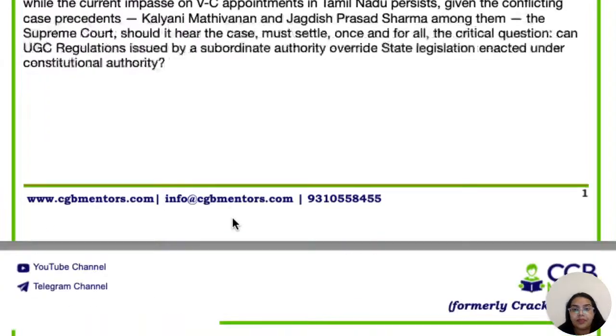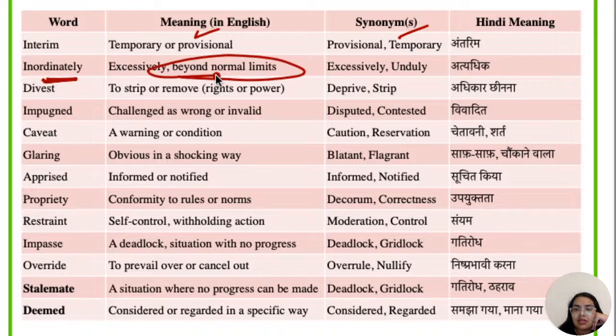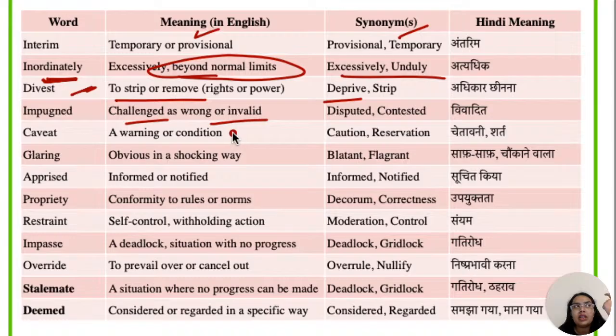Okay, let's look at some vocabulary. Interim is provisional, for the time being, temporary. Inordinately means beyond normal limits, something excessively done, unduly done. Divest is to strip or remove, to take away, to deprive someone of something. Impugn is to challenge as wrong. Sometimes we say this order, this rule, this decision, we are challenging that it is not correct, it is the contested thing, we call that impugn.